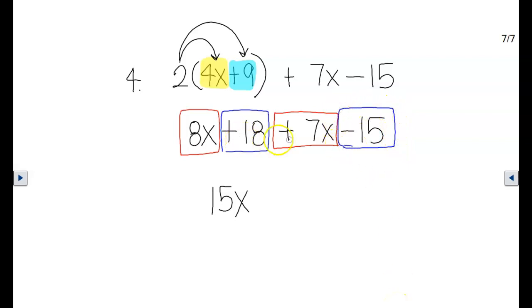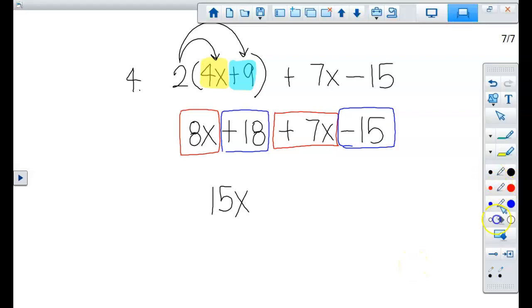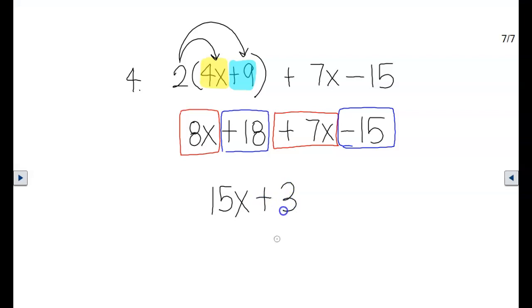So I know that this guy and this guy are like terms. They are like terms because they both lack that variable part. So we do what it says. Notice I let the plus stay with the 18 and the minus stay with the 15. They belong to them. So we're going to do a positive 18 minus 15, which is positive 3. So because it's positive 3, I should put plus 3.